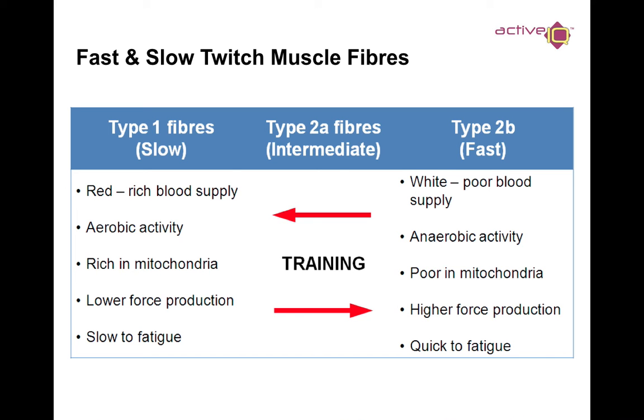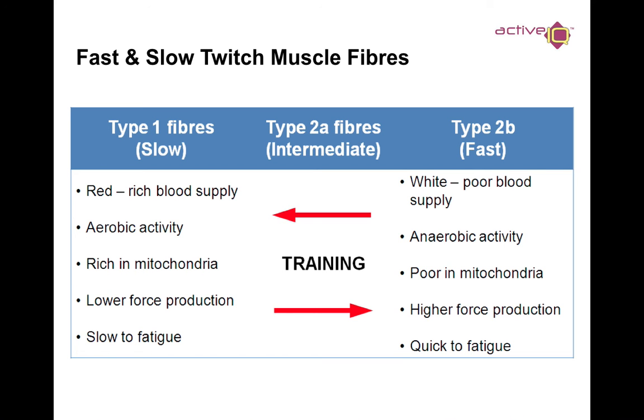All right, and then obviously the predominant fibres within their muscles would be type 1 slow fibres, therefore increasing their endurance and increasing the blood supply to the muscle in general.